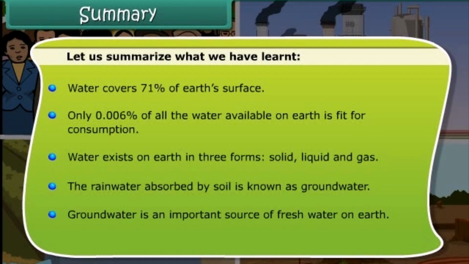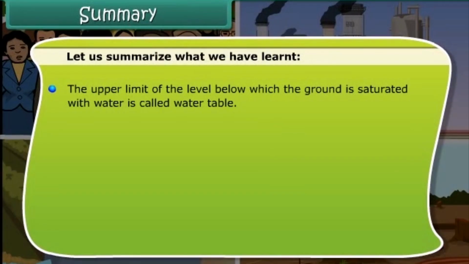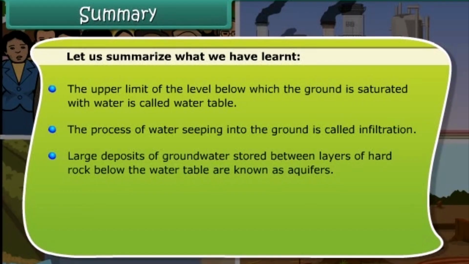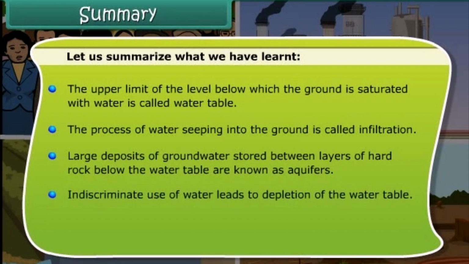Groundwater is an important source of fresh water on Earth. The upper limit of the level below which the ground is saturated with water is called water table. The process of water seeping into the ground is called infiltration. Large deposits of groundwater stored between layers of hard rock below the water table are known as aquifers. Indiscriminate use of water leads to depletion of the water table.